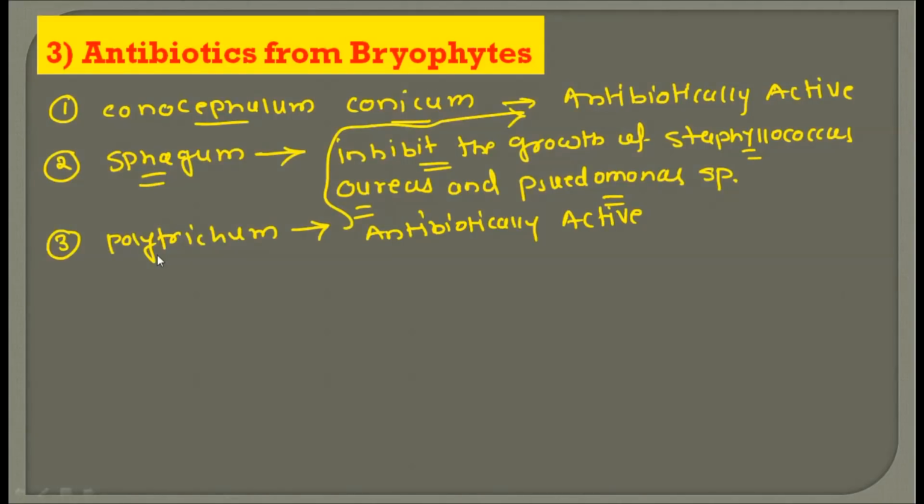The third plant we have on the list is Polytrichum, which is again an antibiotically active bryophyte. So there are some bryophytes which also produce or act as antibiotics. The first is the Conocephalum conicum. Second is the sphagnum, and third is the Polytrichum. All these species are related to the antibiotics from the bryophytes.